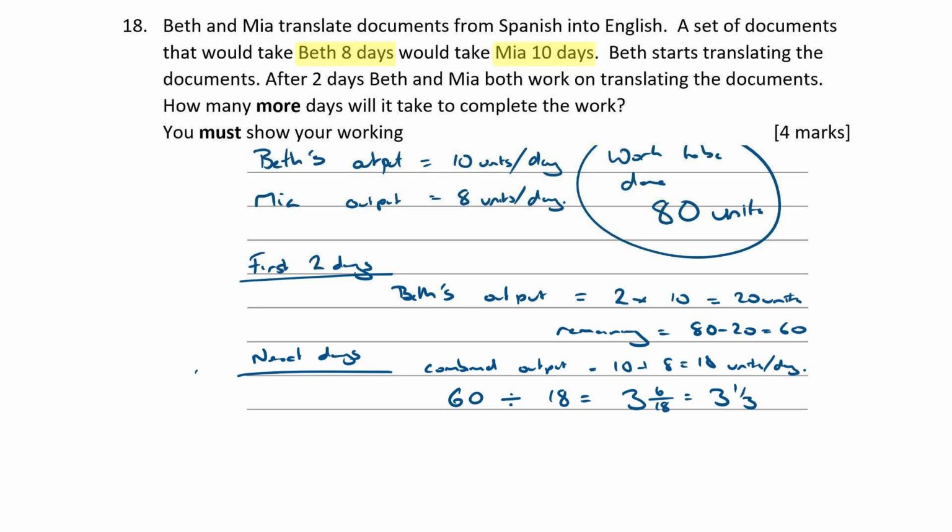So 3 1/3 days. Now, because of how the question is asked, how many more days will it take to complete the work? I think you could get away with just saying that it was 4 days. So slightly more than 3 days, and therefore 4 days. I think 4 days would give you all the marks, but more accurately it's 3 1/3 days.